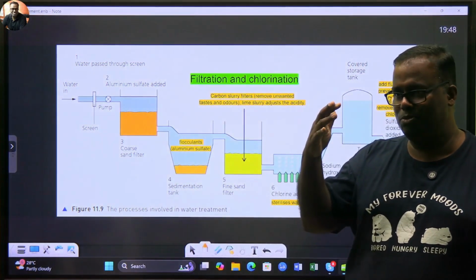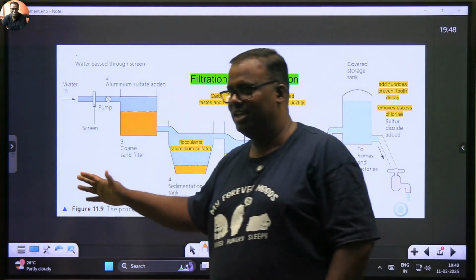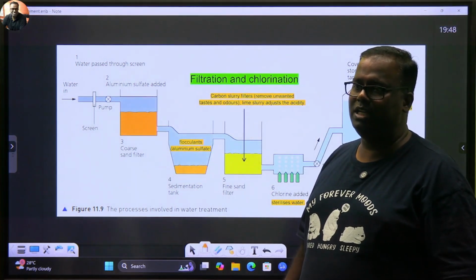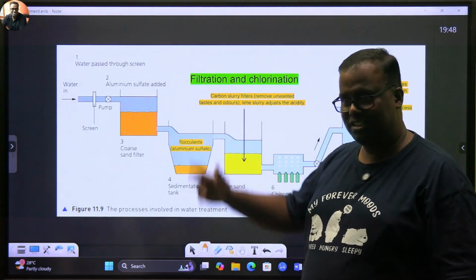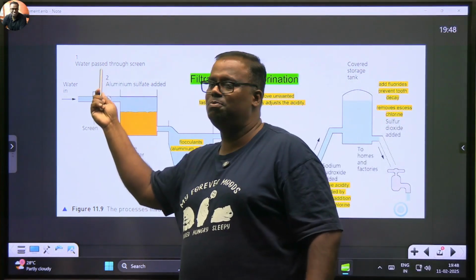Filtration is removing all impurities. Chlorination is sterilizing the water. So let's start, okay? Stage by stage. Generally, all the water supply body in any city will be supplying water from a mainstream lake. Manjira, all this as we say, is from a lake.